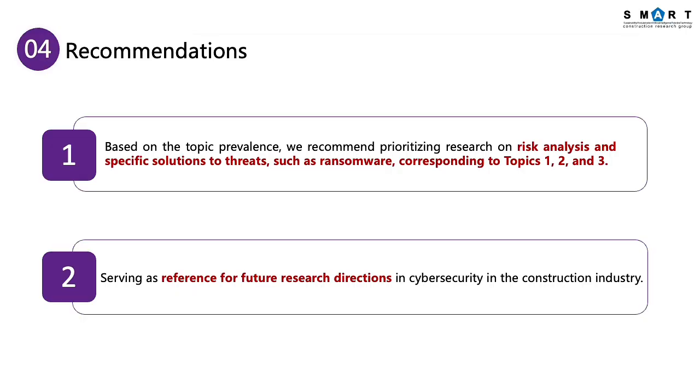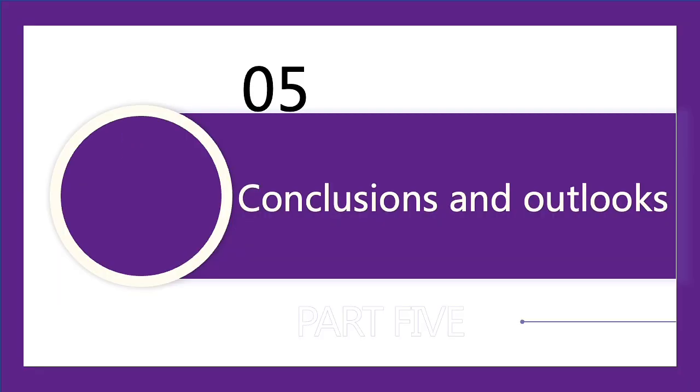Based on the topic prevalence, we recommend prioritizing research on risk analysis and specific solutions to threats such as ransomware, corresponding to topics 1, 2, and 3. And this table can serve as a reference for future research directions in cybersecurity and the construction industry. Now let's talk about the conclusion and outlooks.